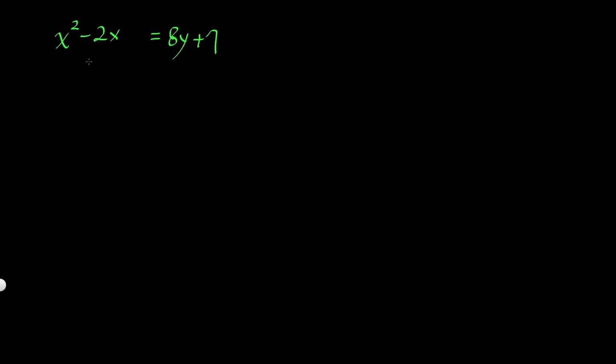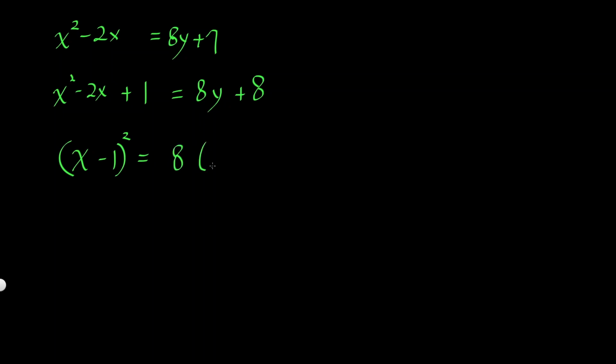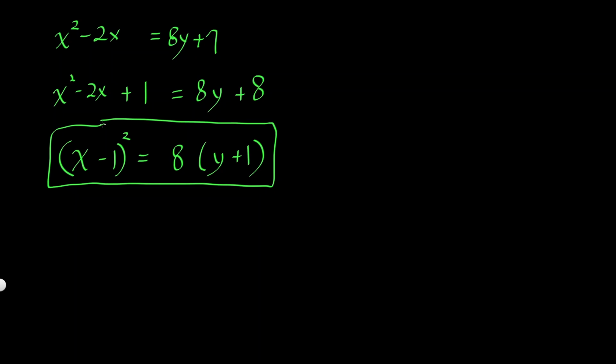Since x is the only variable that's being squared here, now I'm going to complete the square. So x squared minus 2x, I need to add: divide by 2, which is negative 1, then square that, add 1. If I add 1, I have to add 1 as well on the right. So if I add 1 to 7, it's going to be 8. So this becomes x minus 1, the whole thing squared. Now I need to factor out the coefficient here as well: 8 times y plus 1, like that. So this is the standard form of a parabola now.